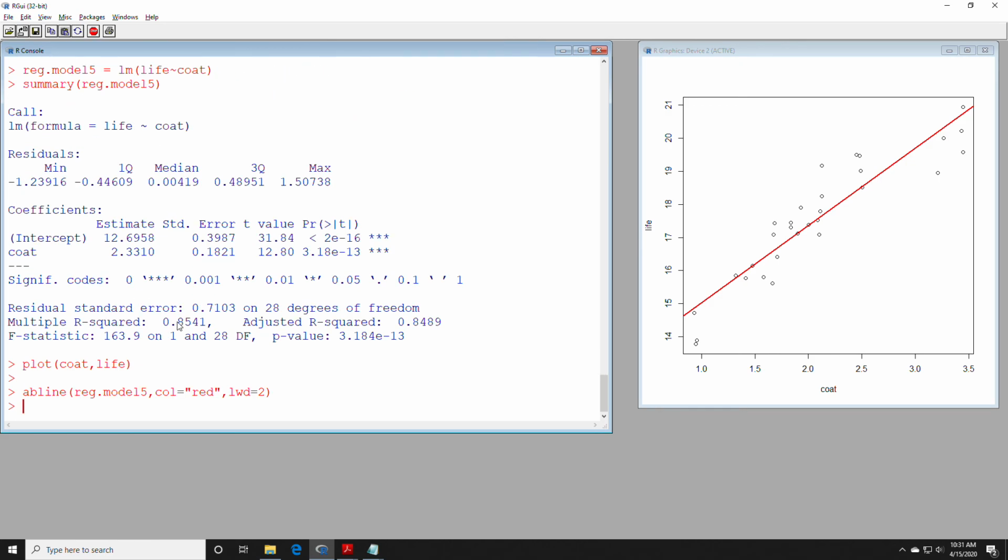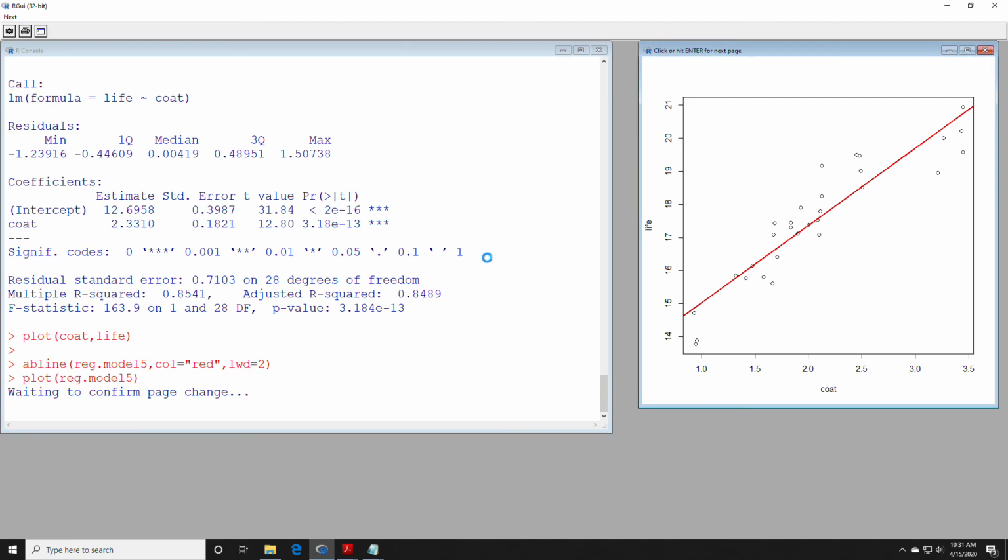But maybe we're really valuing the interpretability of the model. Yes, it looked like the squared term was needed and it did capture a little bit more variability, but maybe we'd really like a simple model. What we still haven't done is checked the assumptions, right? So let's go ahead and look at that. Reg.model 5, plotting reg.model 5.